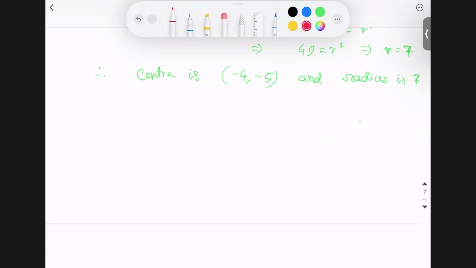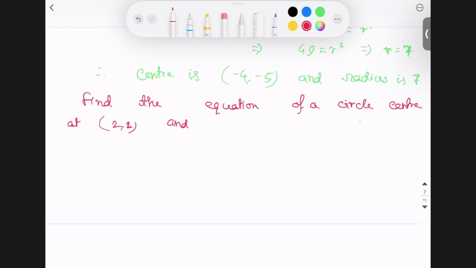Now, very good example. Find the equation of a circle with center at 2, comma 2 and passes through 4, comma 5.